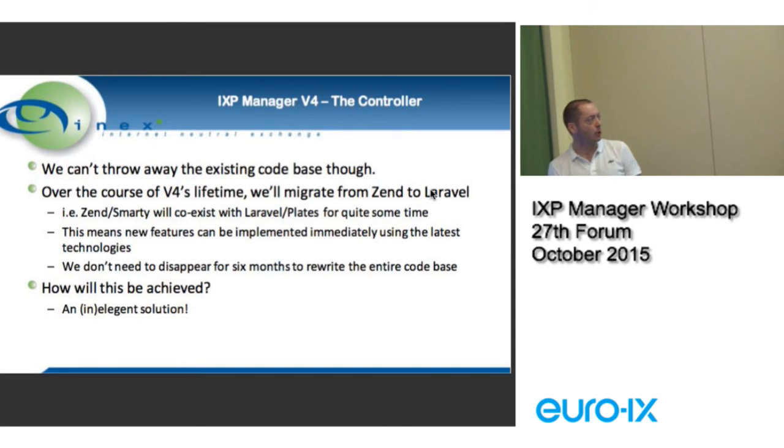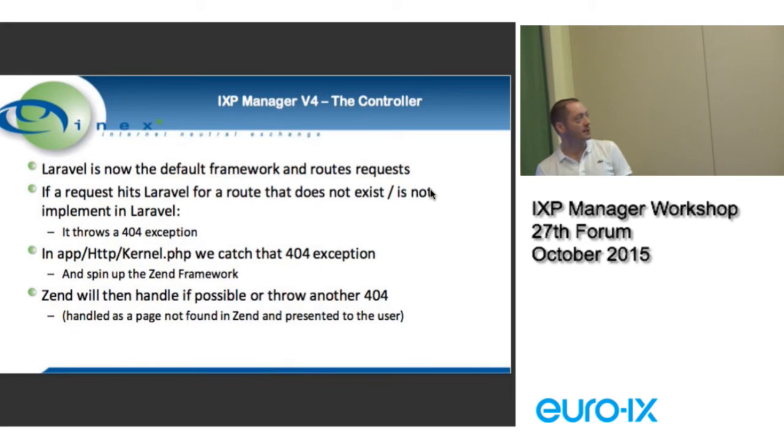So how do we keep both? Well, there's not a lot of programmers, so I'm going to say it's an elegant solution. If there were programmers here, you might argue and say it was inelegant. But what happens is, on IXP Manager v4, which is live at INEX, when a request comes into the web server, Laravel handles it. If Laravel says, I don't know what this request is, I don't have a route for it, this doesn't exist here, it throws a 404 exception. And in a particular file, we now catch that 404 exception. We just pass the request off to Zend Framework.